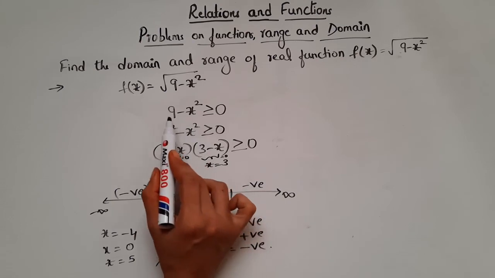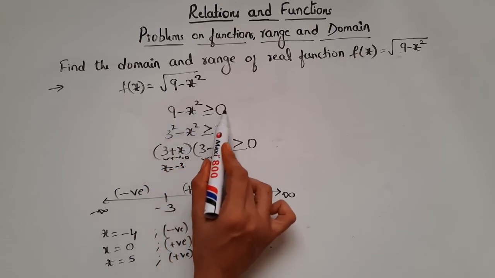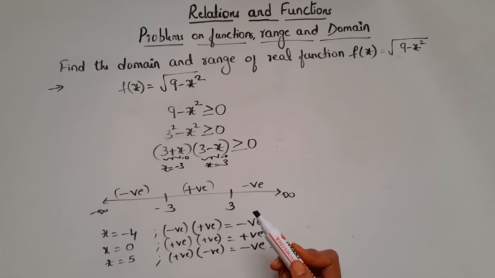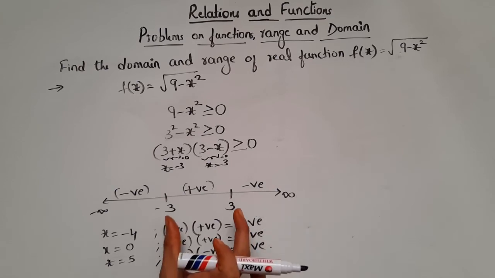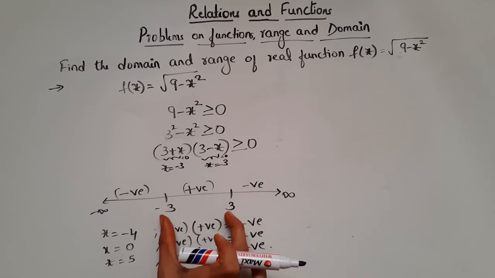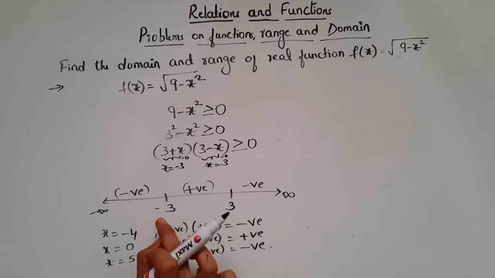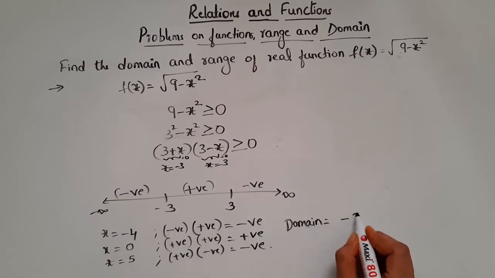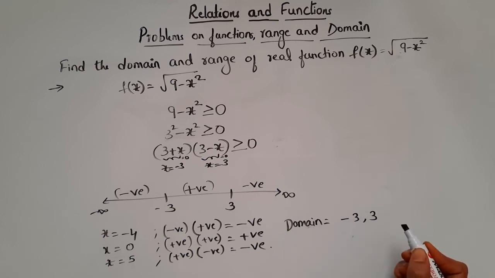So here the condition is 9 minus x square should be greater than or equal to 0. So it should come under positive, right? That means this region, minus 3 to 3. So I say x takes the value from minus 3 to 3, so your domain is minus 3 to 3. Is this minus 3 included?